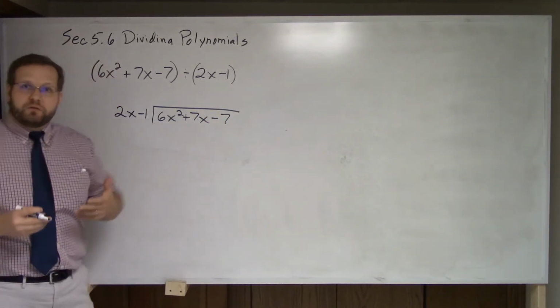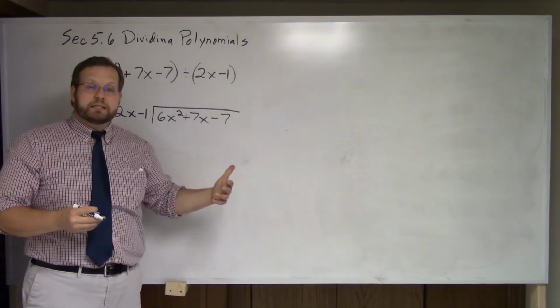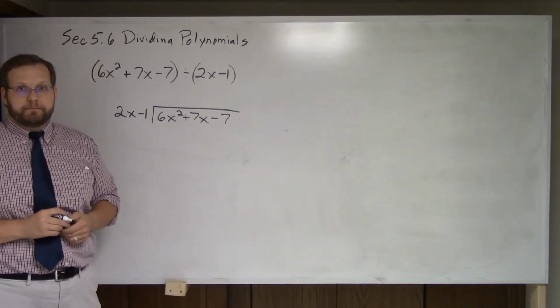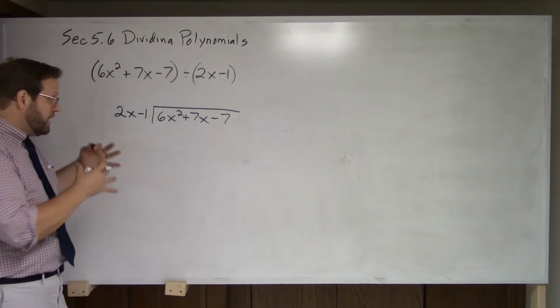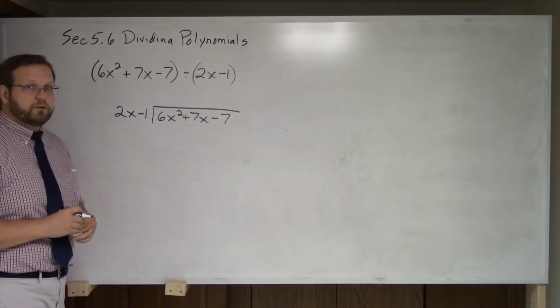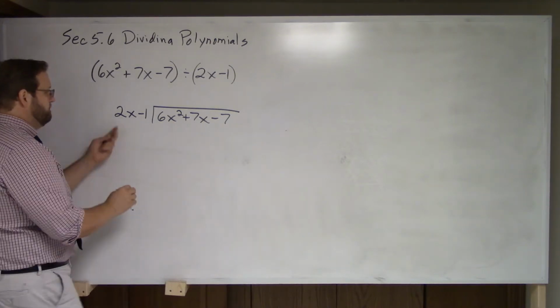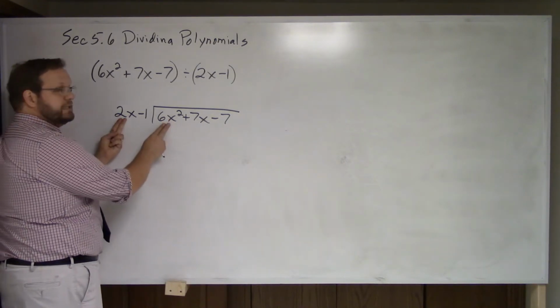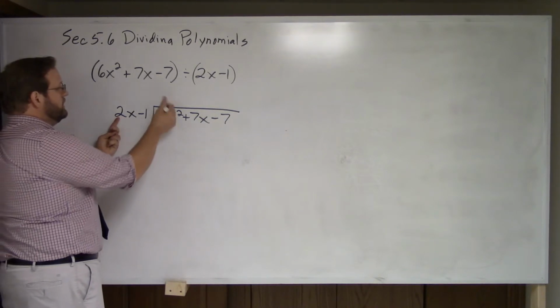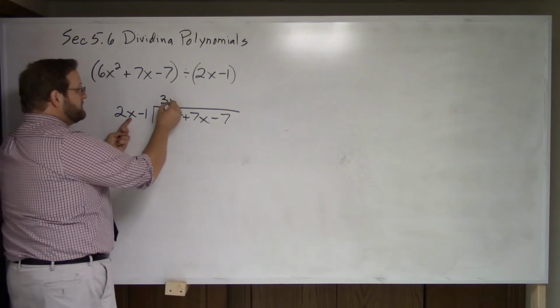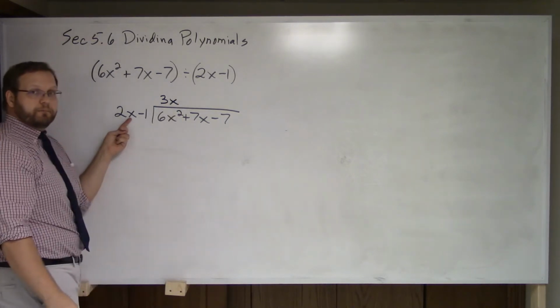If you feel like you've got that process down, pause this video, give this a shot. Okay? But if you want to just watch and see how this plays out, please feel free to do that as well. Okay, so I want first terms to match. 2x needs to be a 6x squared. 2 times 3 will give me the 6. X times x will give me the x squared.